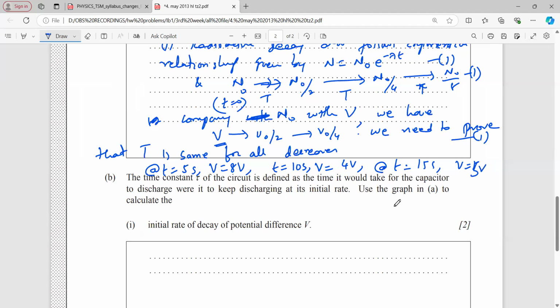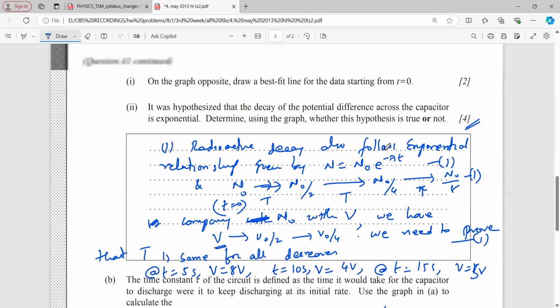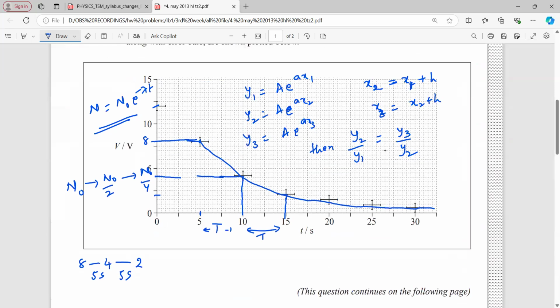Then second one. The time constant tau of the circuit is defined as the time it would take for the capacitor to discharge, where it to be discharging at its initial rate. So he says you need to discharge it. Okay, fine. Use the graph in A to calculate the initial rate of decay of potential difference. Whenever there is a rate coming here, which means delta V will be decay of potential difference divided by rate, means it should be delta T. You need to find delta V by delta T from the graph. Where is the graph here? Graph is here. So you get a graph of V versus T.